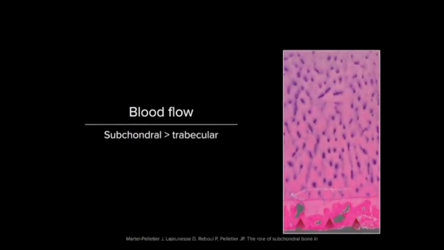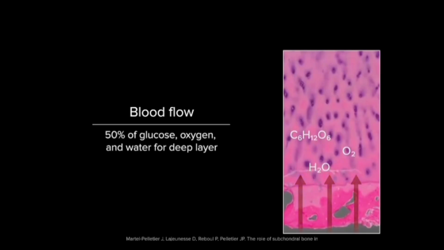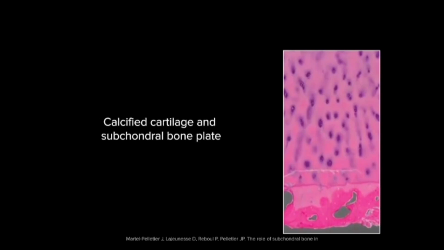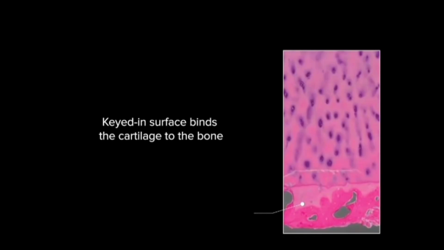The blood flow in the subchondral bone is greater, as much as 3 to 10 times higher than normal trabecular bone. This increased perfusion allows for approximately 50% of the glucose, oxygen, and water requirements for the deep layer of articular cartilage. Finally, there is an interaction between the calcified cartilage and the subchondral bone plate. This plate possesses an irregular surface to which the articular cartilage is keyed in. This fit is what binds the cartilage to bone.